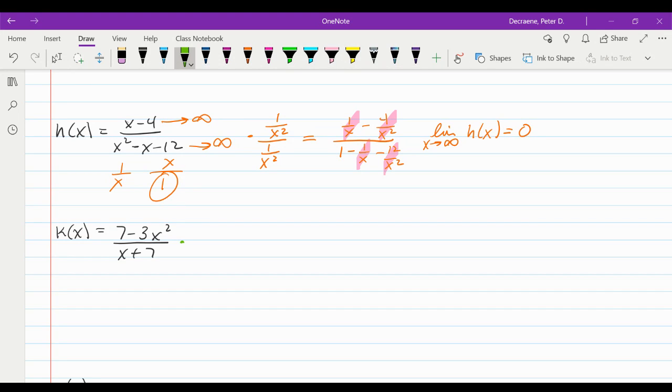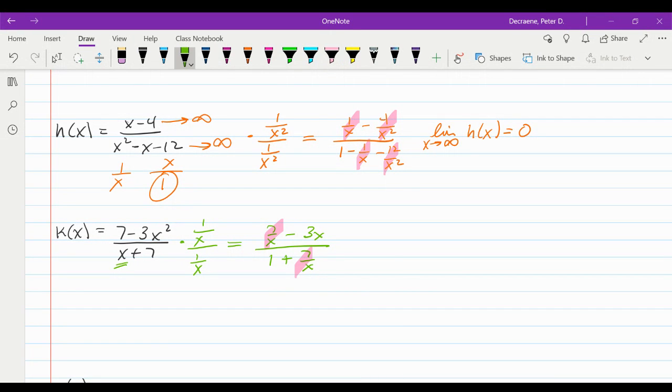We can do a similar thing with k of x here. Again, we want the highest power in the denominator, so I'm going to multiply top and bottom by 1 over x. And so I'm going to get 7 divided by x minus 3x, all over 1 plus 7 over x. And here again, as x goes to infinity, this goes to 0, and that goes to 0.